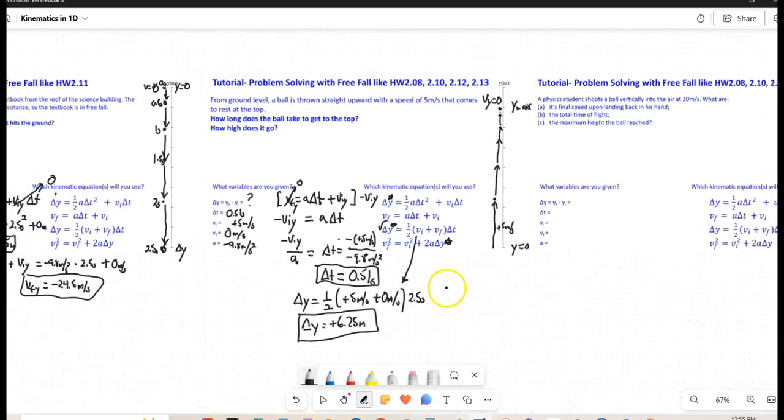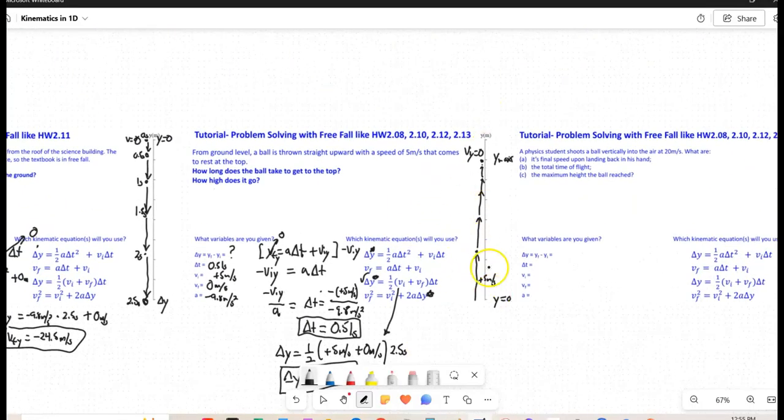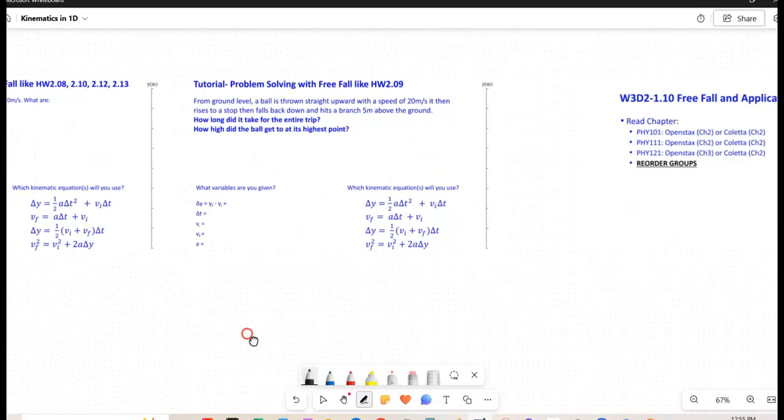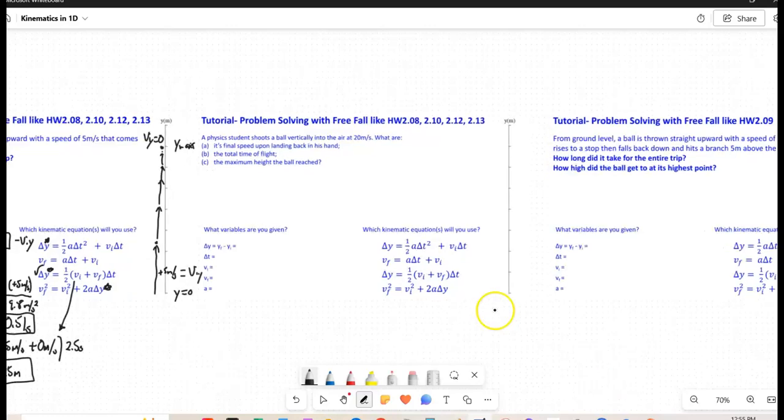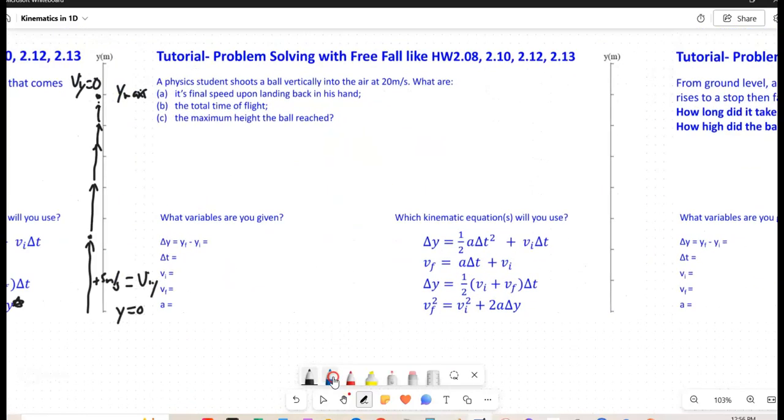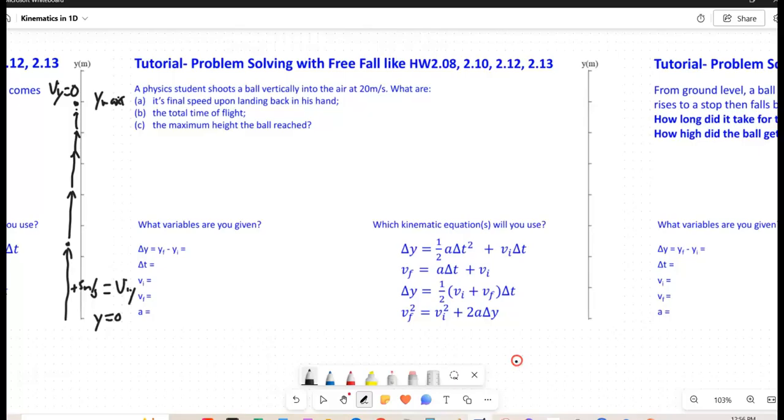So that's the procedure. Again, it's not necessarily to do the motion diagram, but it does help me visualize what's happening, and it keeps me from getting in trouble. Okay? All right. Let's try a couple more problems. Okay? And these are very similar to your homework.